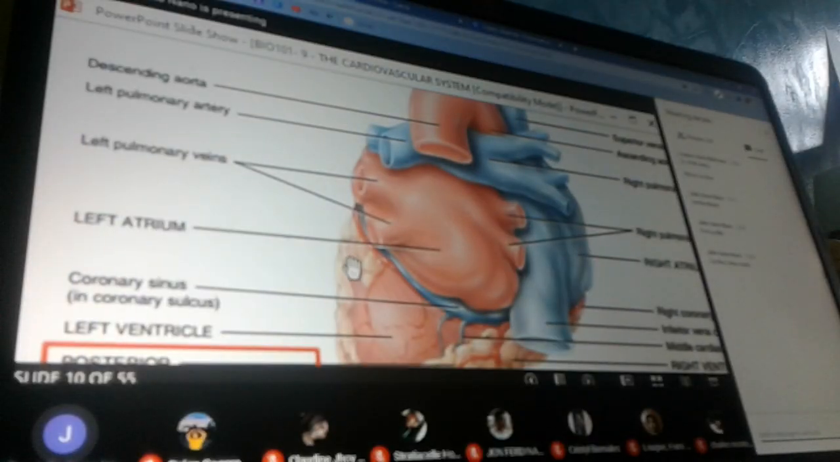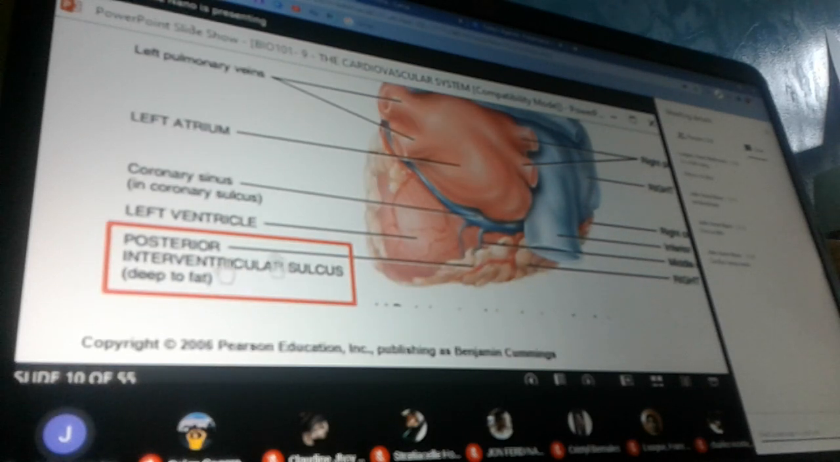So, meron din tayong posterior interventricular sulcus. So, ito yung nasa likod natin, sa posterior part na ng ating heart. So, it still separates yung ating left ventricle, pati yung ating right ventricle.